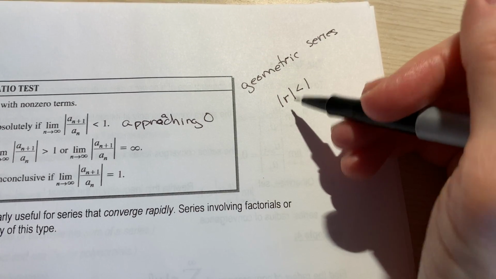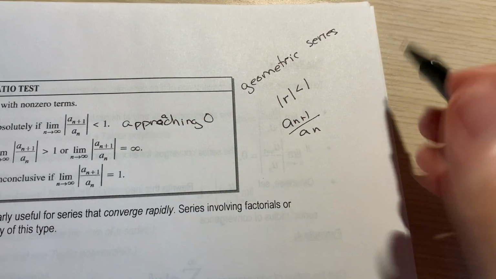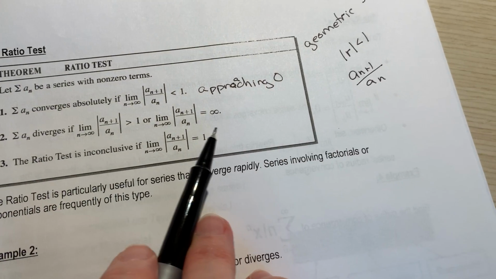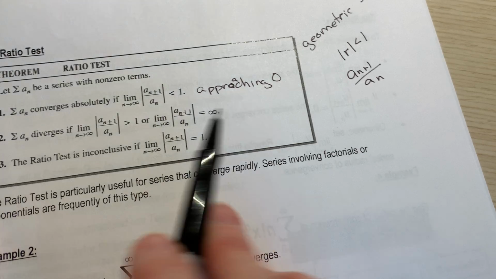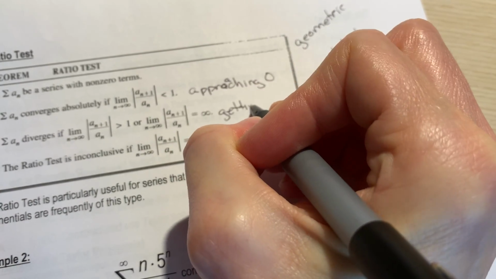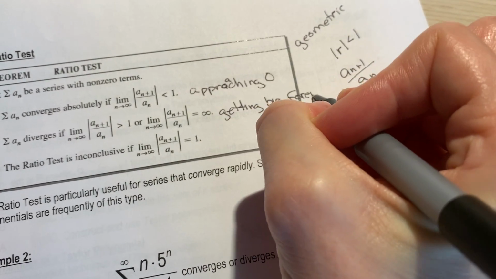So, and remember, r was a sub n plus 1 over a sub n. So you're kind of checking to see if it is behaving like a geometric series. For this one, this number is bigger than that one, so it's getting big. This is how I think of this. It's getting bigger. We're getting big forever.